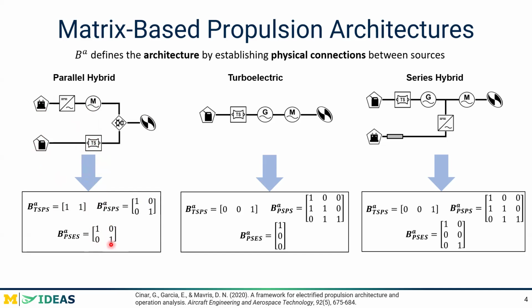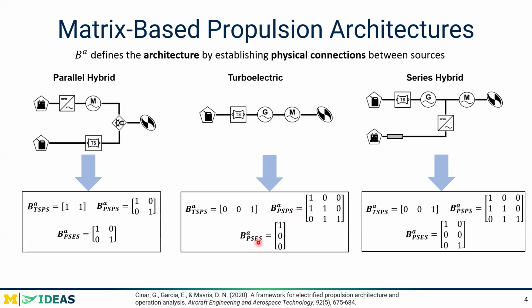We can do this for the turboelectric aircraft, this turboelectric propulsion architecture as well. So if we look, we have one energy source, 3 power sources, and 1 thrust source. So we know that the TS-PS matrix is number of thrust sources by number of power sources. So it's going to be 1 by 3. The PS-PS matrix is number of power sources by number of power sources, hence a 3 by 3 matrix. And then there is one energy source.